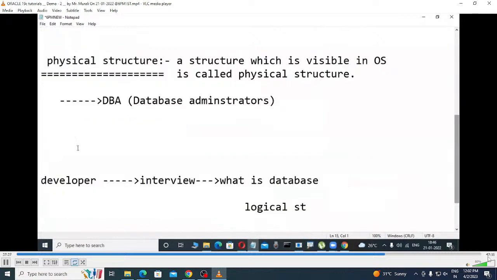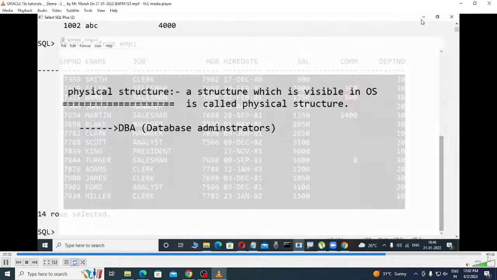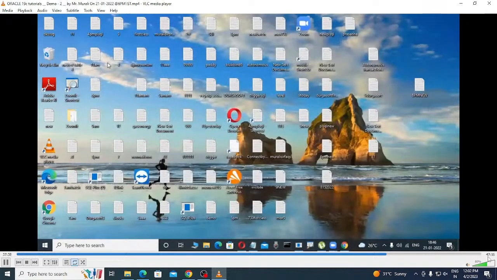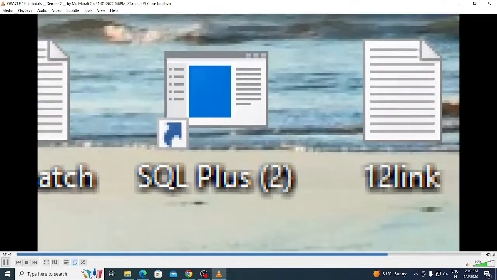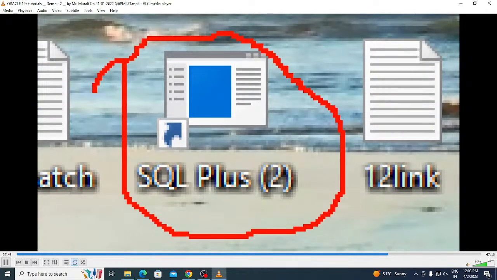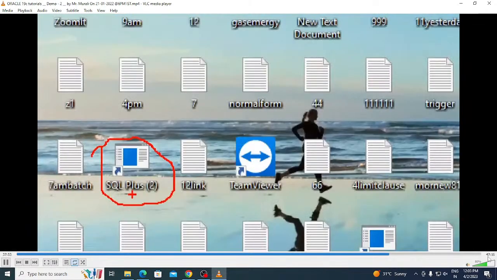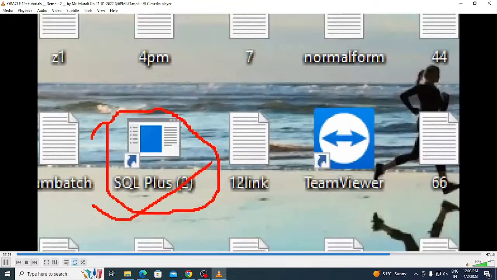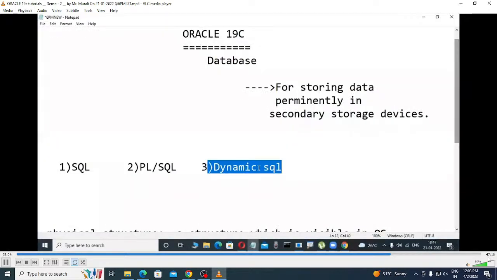Okay, fine. Now check it out. Observe it here. Suppose on the screen, anybody observe, what is this one? I'm installing Oracle. What is this one? SQL Plus is there. SQL is a language, you have an idea. PL/SQL is a language, some coding is there. Dynamic SQL is a language. Daily we are writing code.